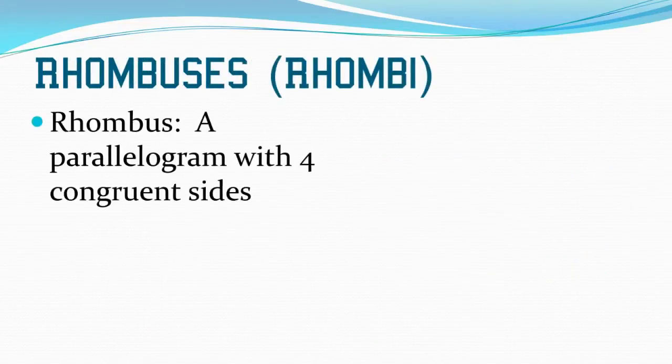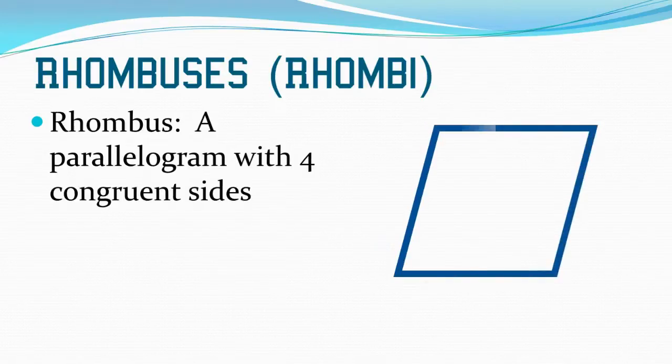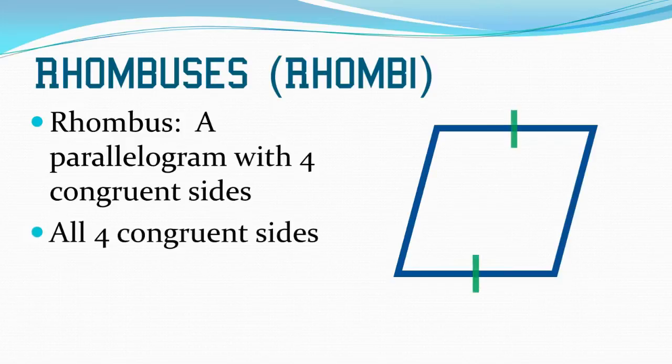For rhombuses or rhombi, a parallelogram with four congruent sides. So all sides have the same exact measure.